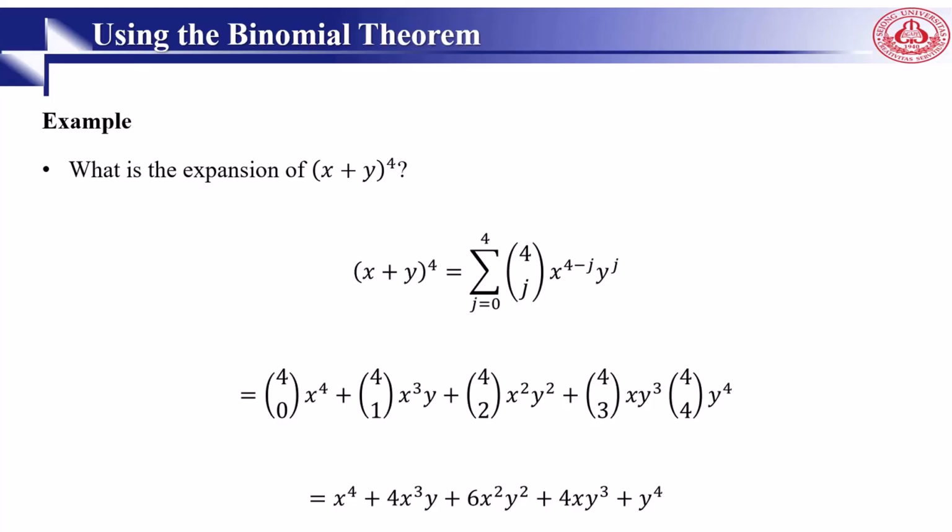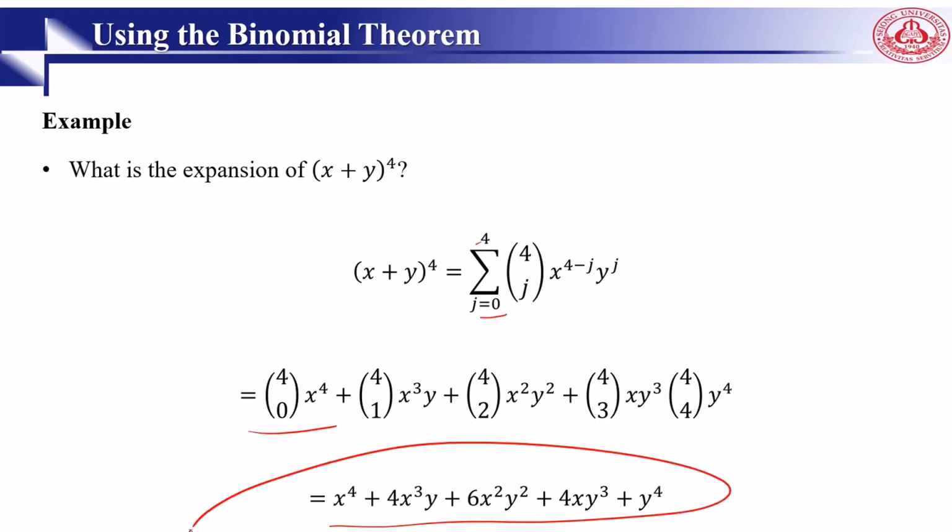Here is an example, the last example. What is the expansion of x plus y to the 4? Using the binomial theorem, x plus y to the 4 is the sum for j from 0 to 4 of the combination of 4 and j, x to the 4 minus j, y to the j. So we go: the combination of 4 and 0, x to the 4, plus the combination of 4 and 1, x cubed y, plus the combination of 4 and 2, x squared y squared, plus the combination of 4 and 3, x y cubed, plus the combination of 4 and 4, y to the 4, which gives you this one.